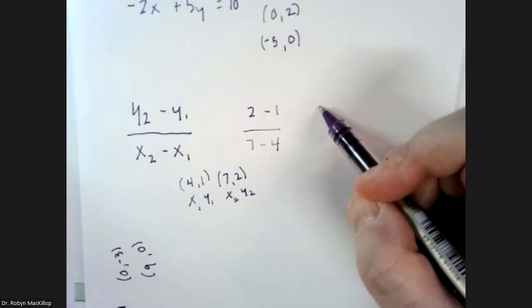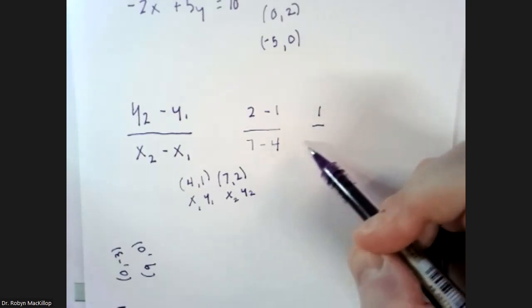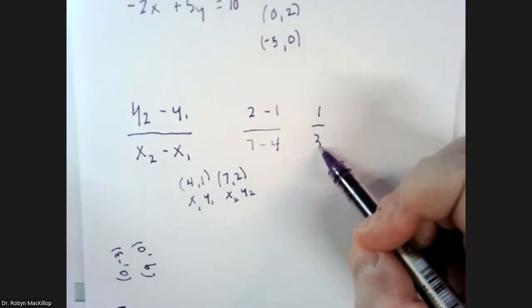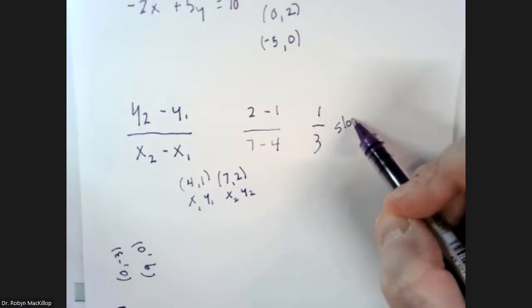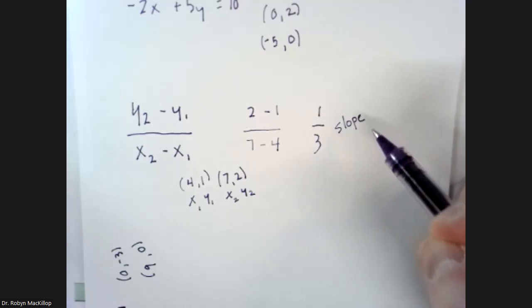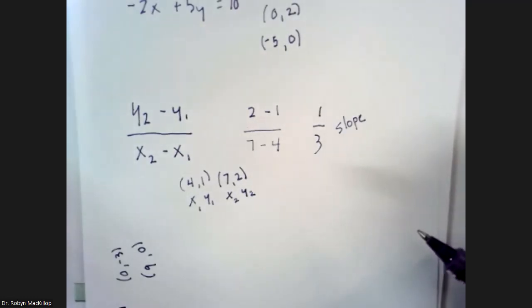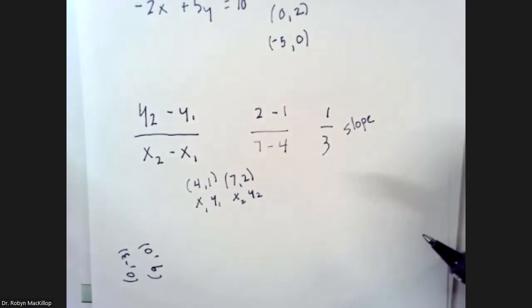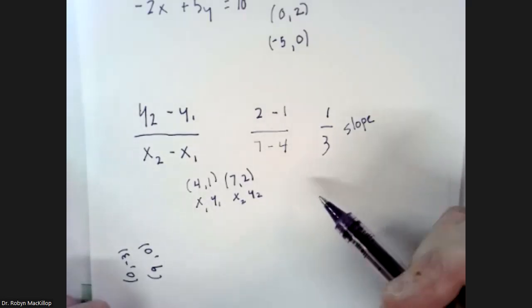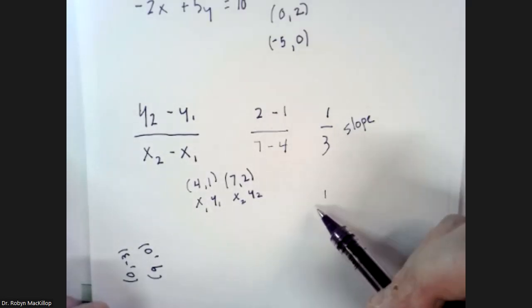2 minus 1 is 1. 7 minus 4 is 3. This is our slope. I'm sure this makes everybody happy because it looks like a fraction, doesn't it? That's okay. Anytime you've got a fraction for a slope, it's good. I'm going to show you what this means.